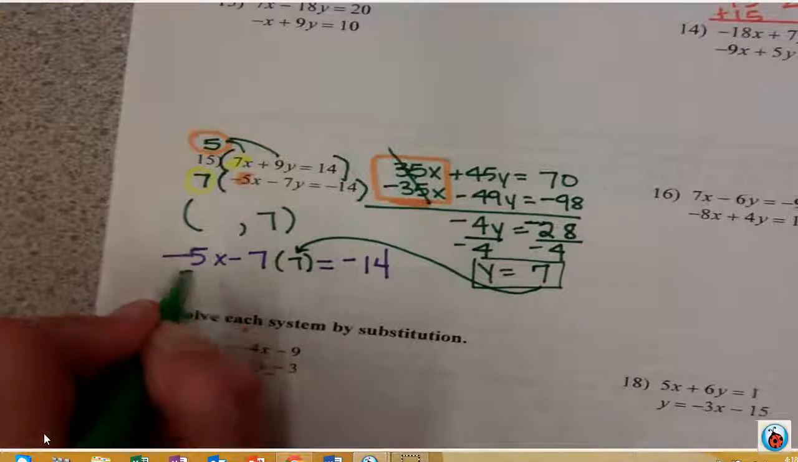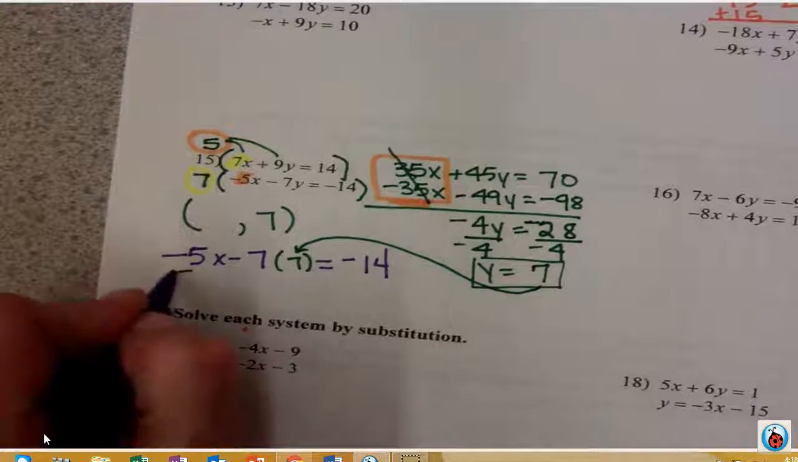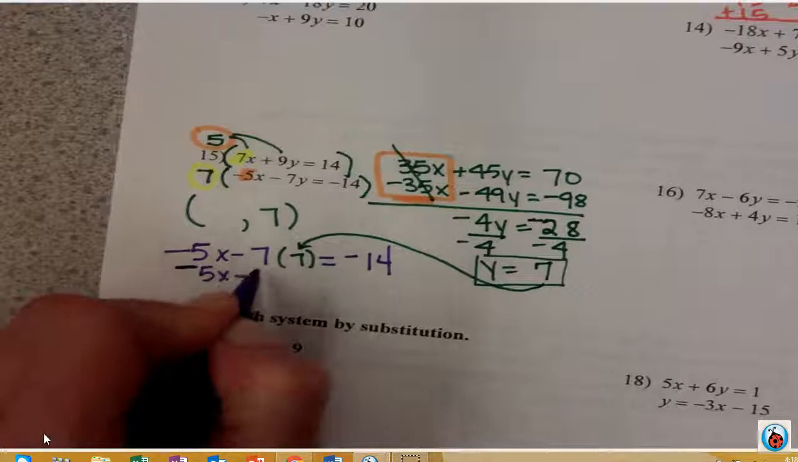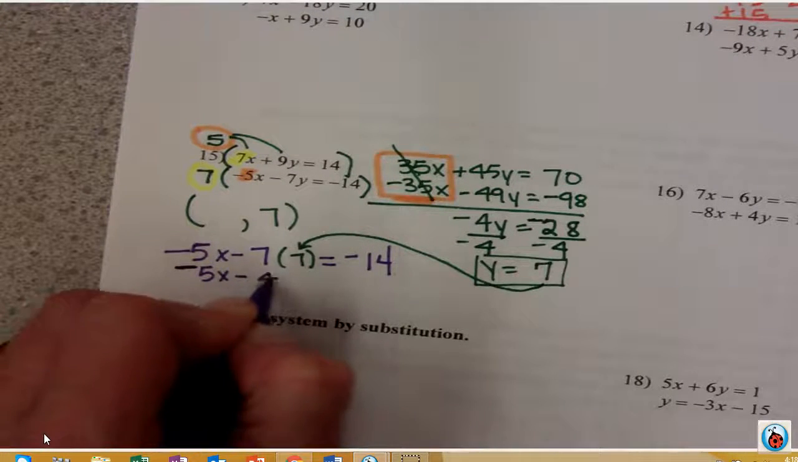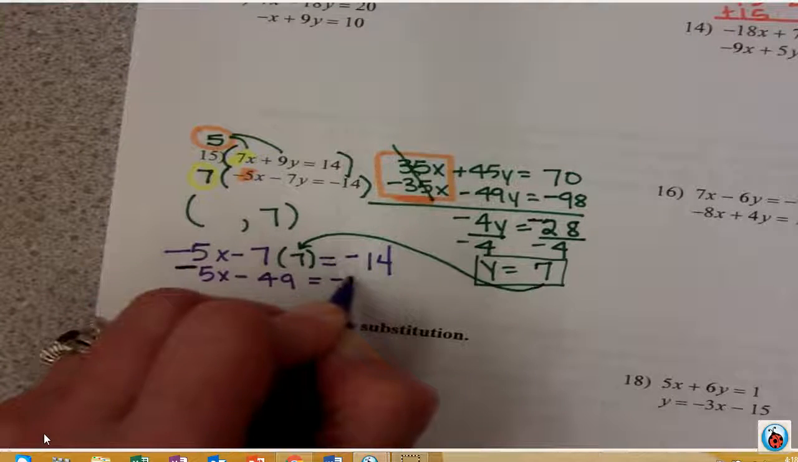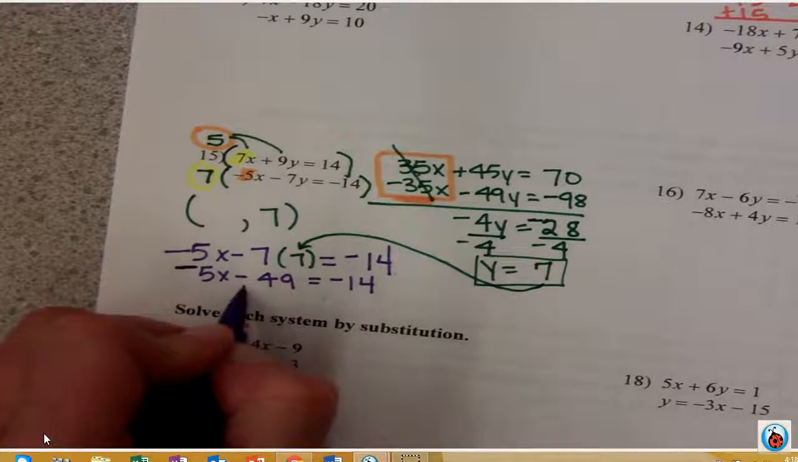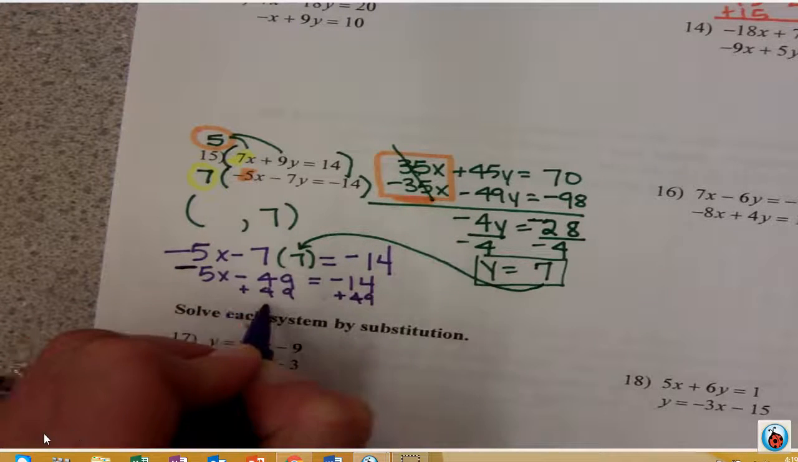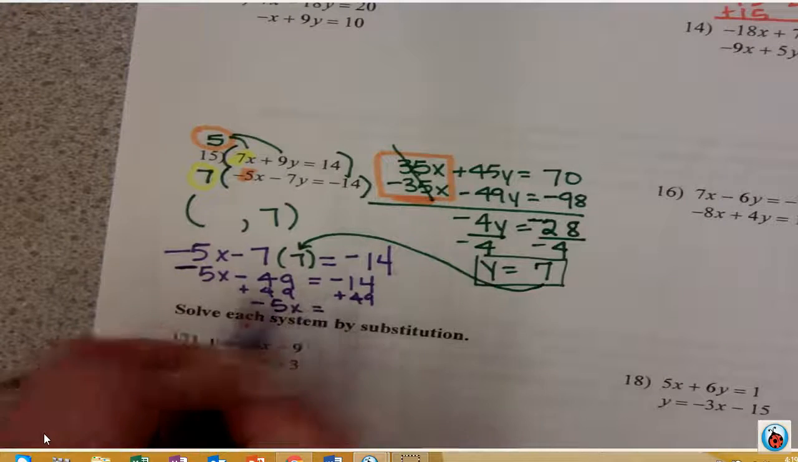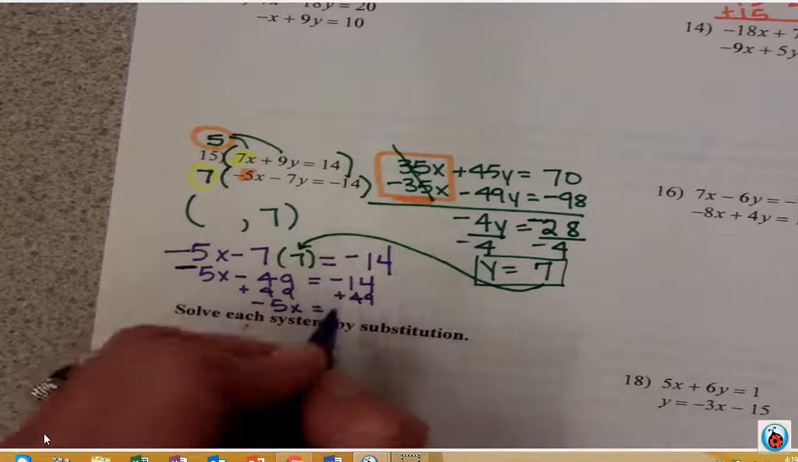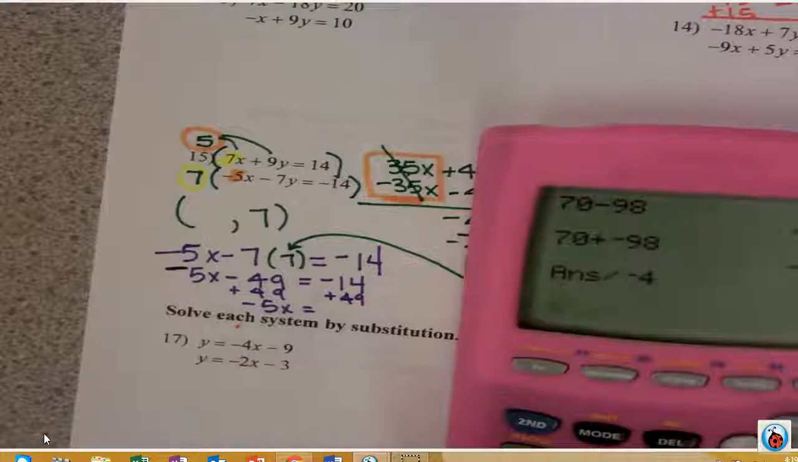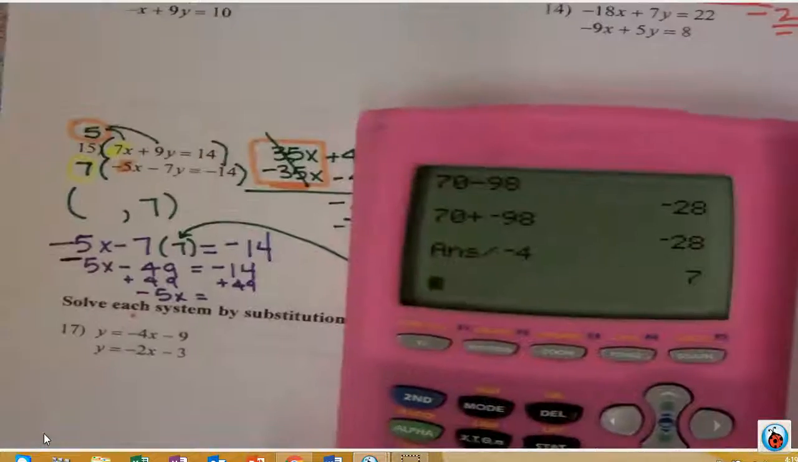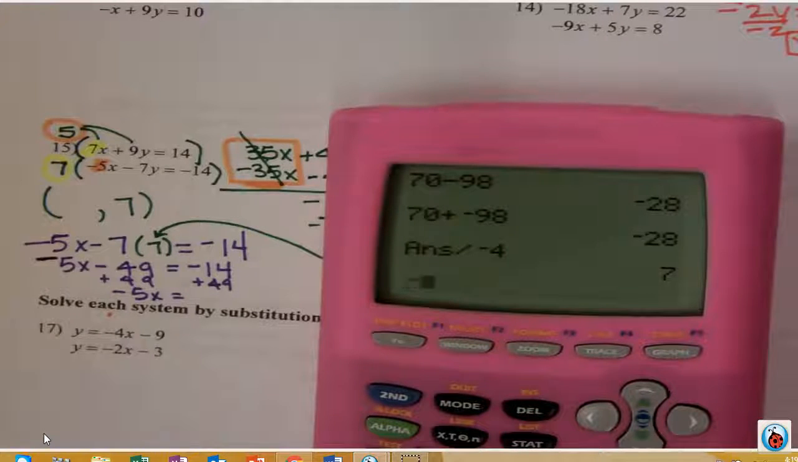So I get negative 5x minus 7 times 7 is 49 equals negative 14. Add 49 to both sides. And I get negative 5x equals, well, we'll do that one. It's going to be 30. Let's see. Negative 14 plus 49. 35.